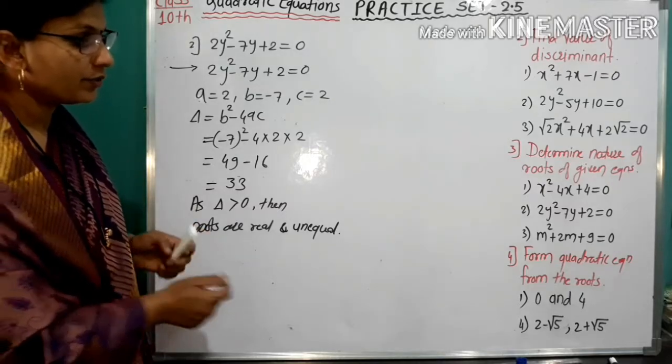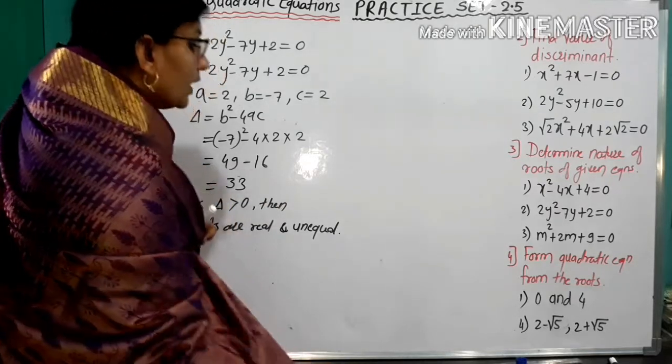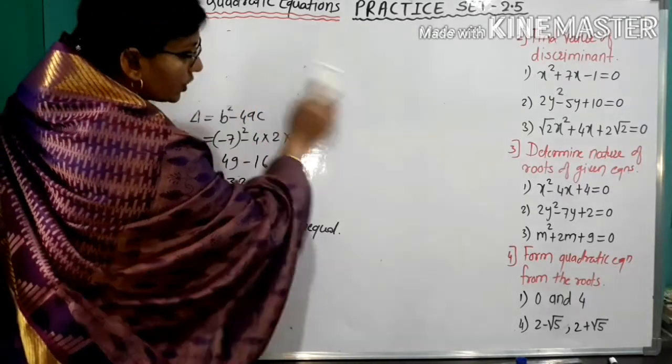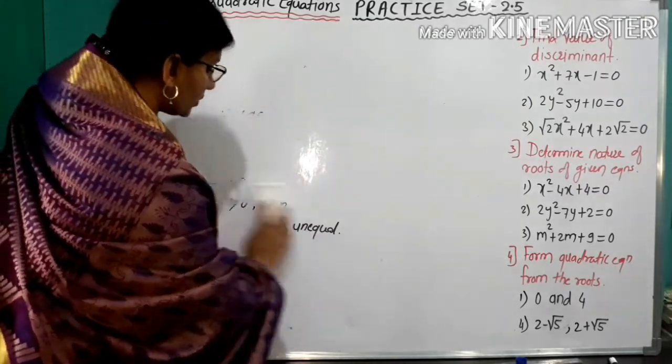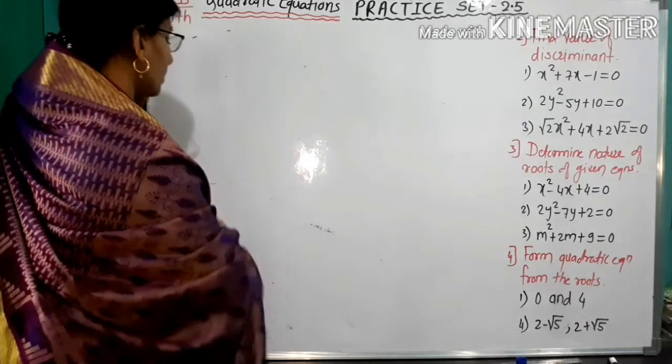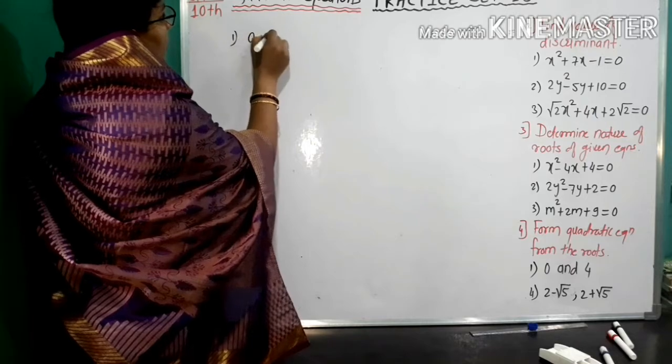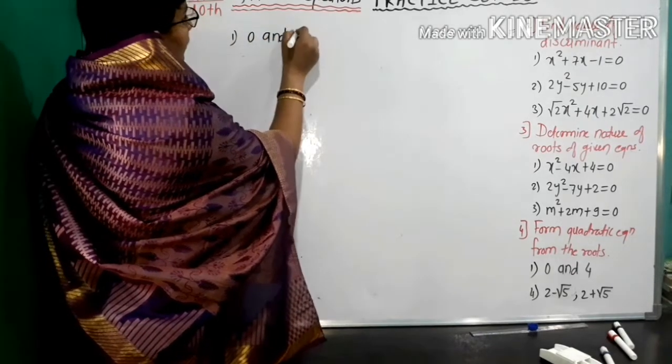Example number 3, you can solve this example. Then question number 4, form a quadratic equation from the roots. Example number 1, roots 0 and 4.